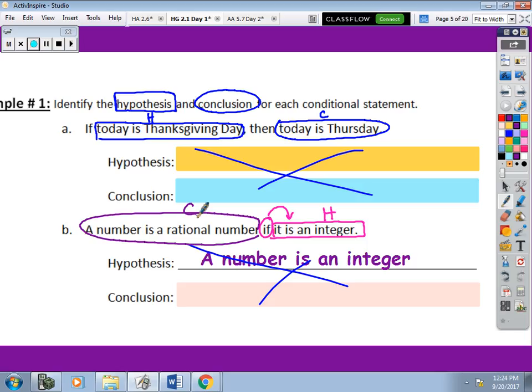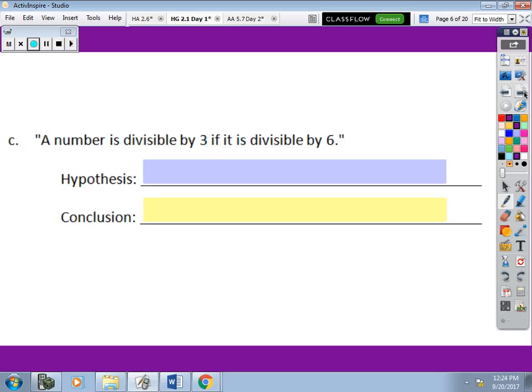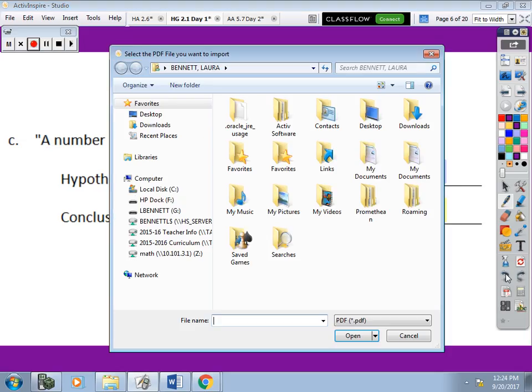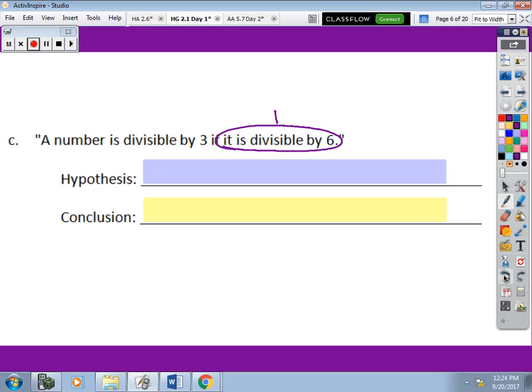And then the last one, similar. A number is divisible by 3 if it is divisible by 6. Abby? It is divisible by 6. Good. A number is divisible by 6 would be my hypothesis, because it comes after the word if. Oh, I did that backwards. I said we were putting boxes around the hypothesis and circling the conclusion. This seems pretty easy so far.